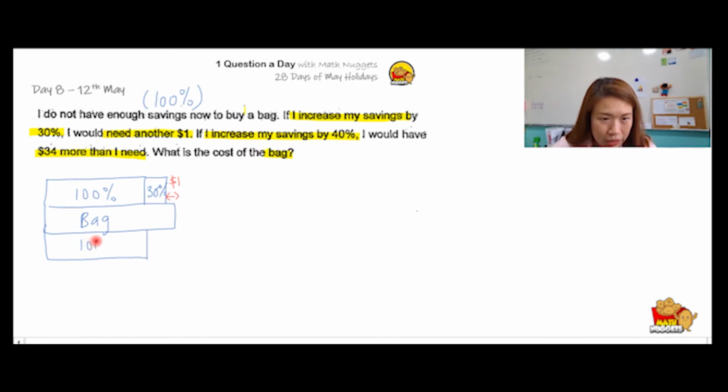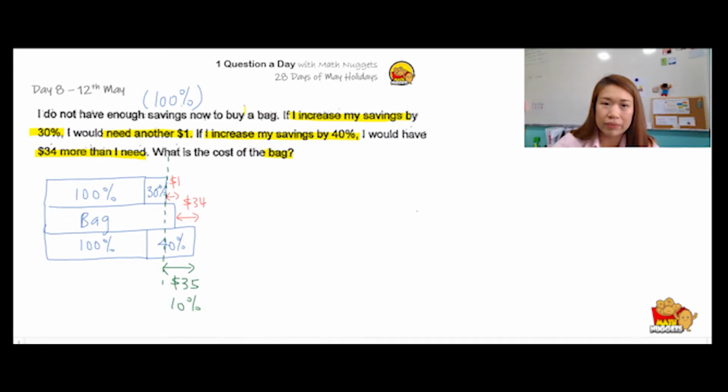Okay. So the second scenario, same thing. This is the 100%. Now if he increases his savings by 40%, he'll have more than enough. He'll have $34 more. So what does this tell us? Can you see from the model that if I were to extend my lines, this part will be $35, and that part is actually 10% of his savings.